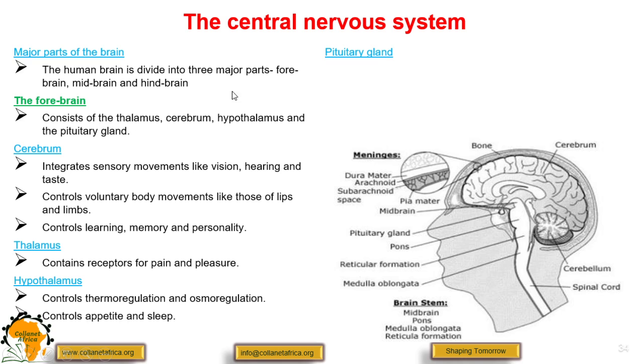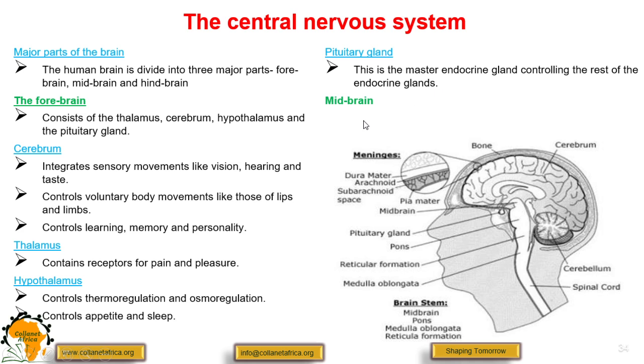The other part of the forebrain is the pituitary gland, and this one is the master endocrine gland controlling the rest of the endocrine glands. So endocrine glands, this is the hormonal system we shall discuss in our next lesson.